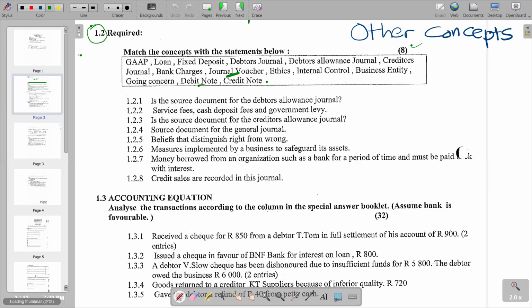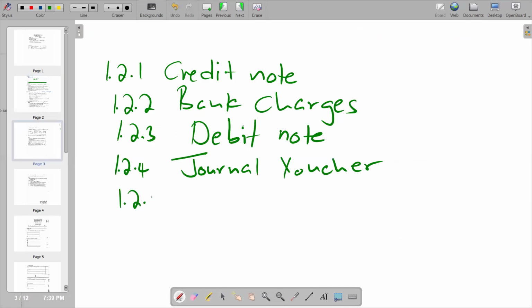Then we go to the next part of our question, 1.2.5, beliefs that distinguish right from wrong. The beliefs that distinguish right from wrong, obviously, are ethics. What is good or bad, what is right or wrong, is based on ethics. So we look for ethics in our answer section, and we do have ethics here. So this is our correct response for 1.2.5.